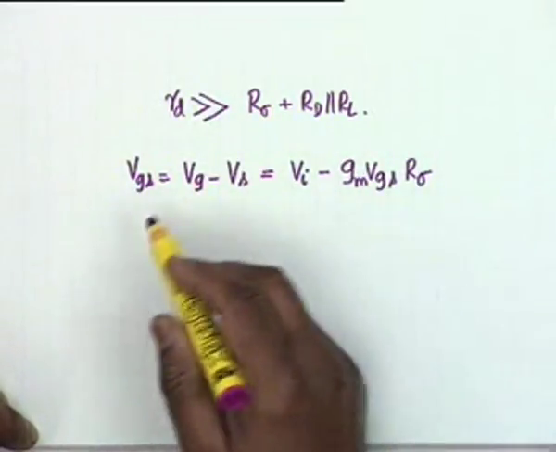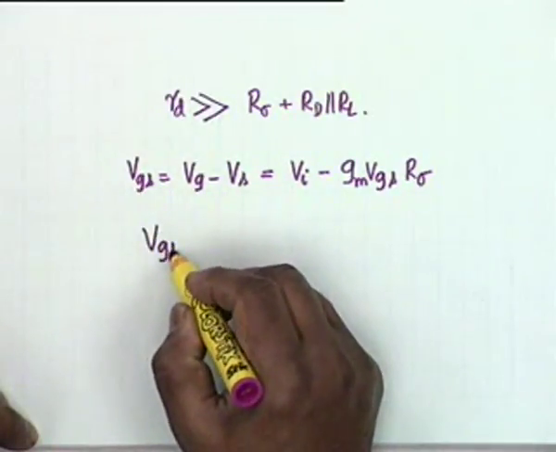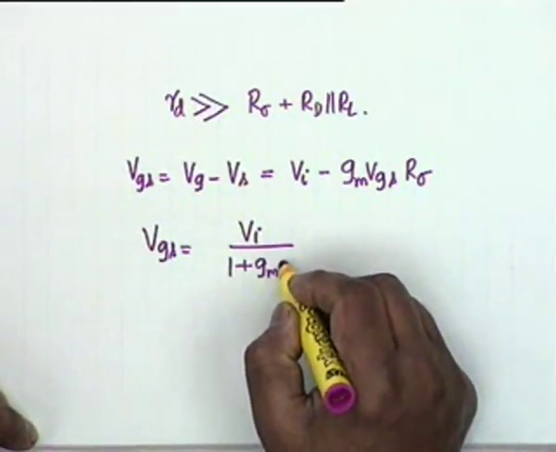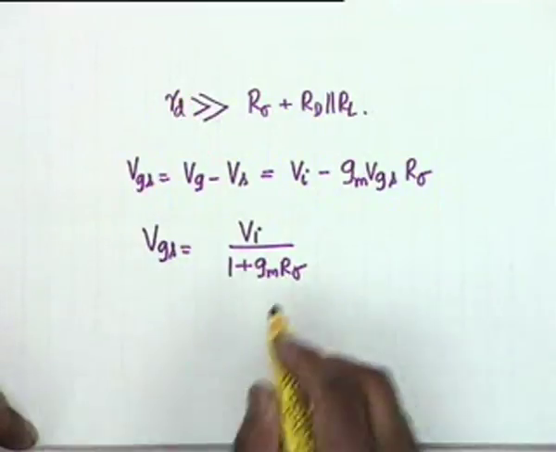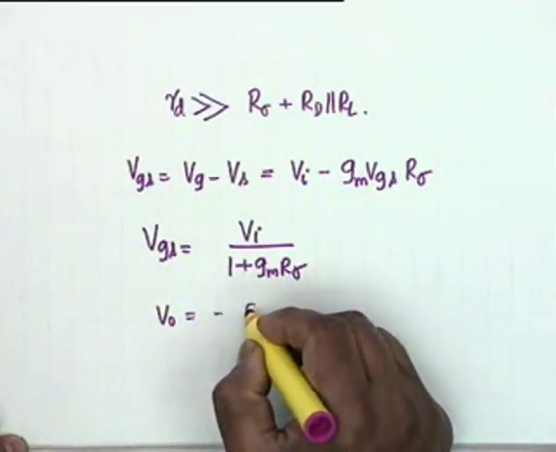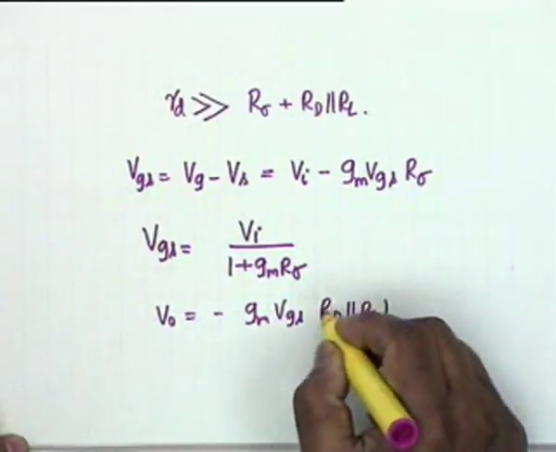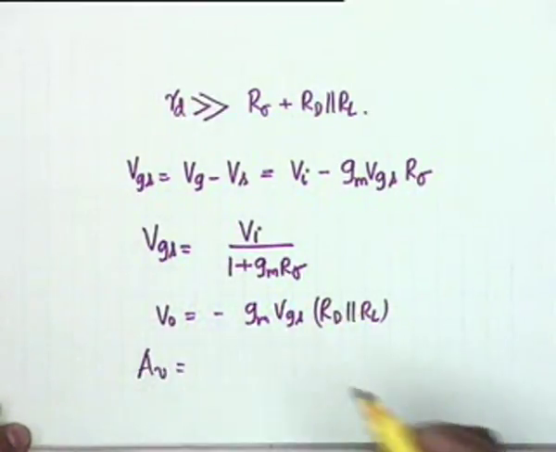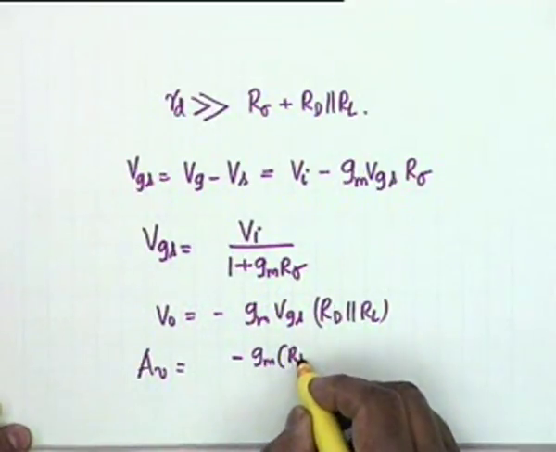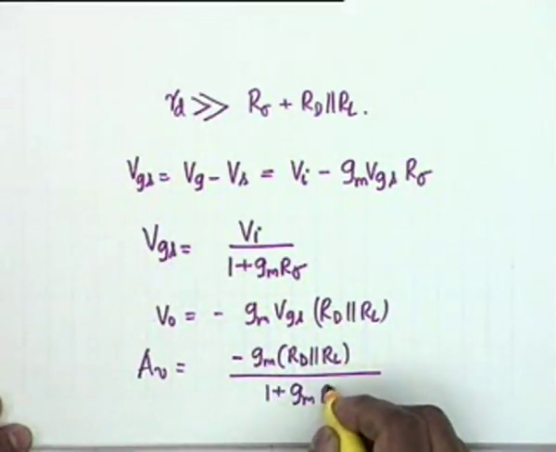This is an implicit equation. vgs occurs on the right side and also on the left side. So you can find out vgs as equal to vi divided by 1 plus gm R sigma. Agreed? This is how vgs has to be found out. And once vgs is found out, v0 is minus gm vgs RD parallel RL. And therefore, the voltage gain Av shall be equal to minus gm RD parallel RL divided by 1 plus gm R sigma.